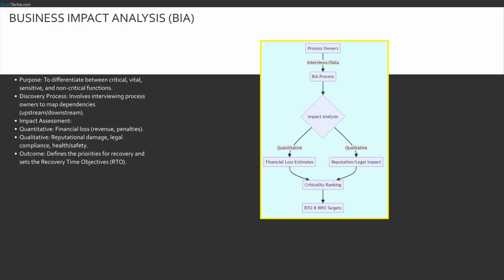The output of the BIA dictates the recovery time objective, RTO. If the BIA says you lose $1 million an hour, your RTO had better be very short. If the BIA is flawed, the entire strategy is flawed.